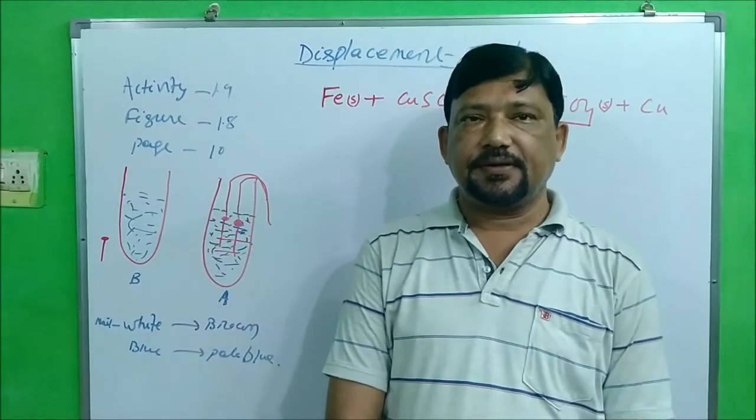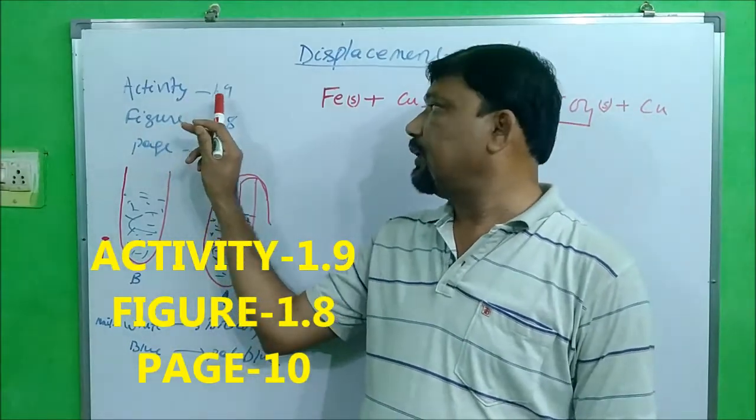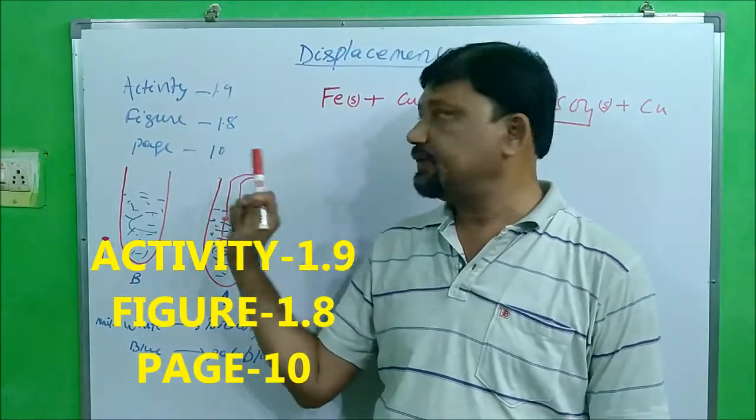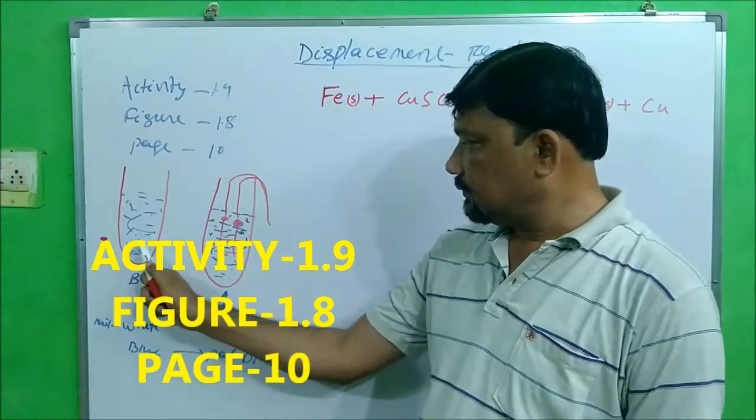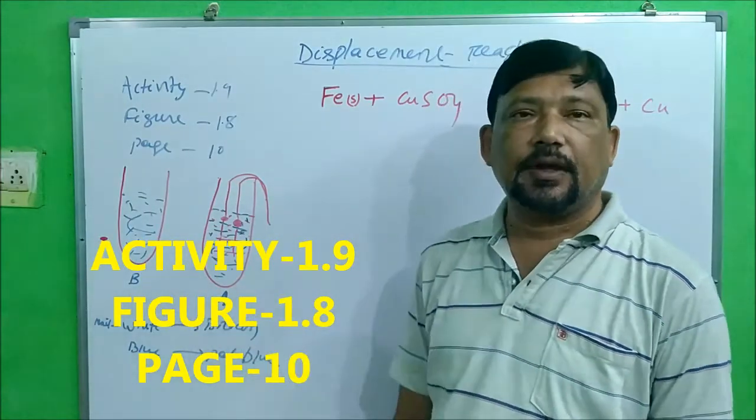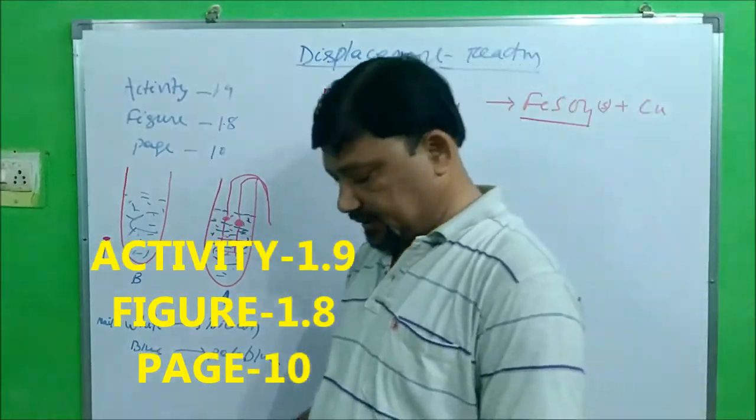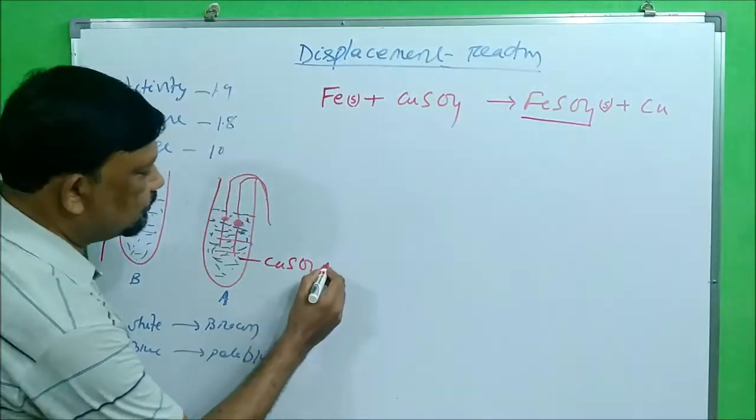The displacement reaction. See your book activity number 1.9, figure 1.8 and page 10. Here, take two test tubes. In both the test tubes, we will take copper sulfate solution, which is blue in color.